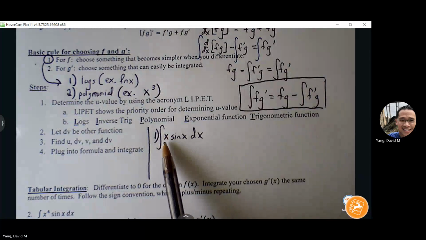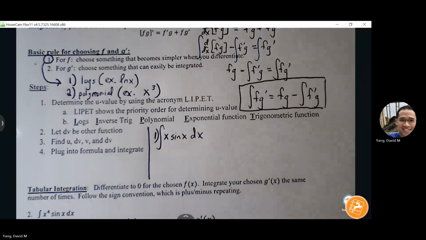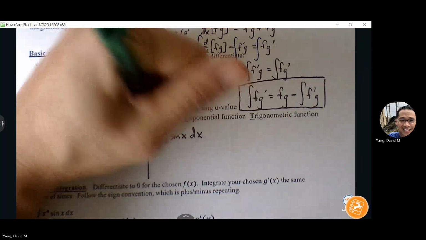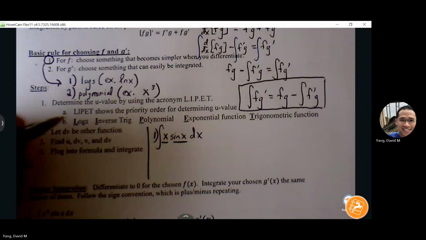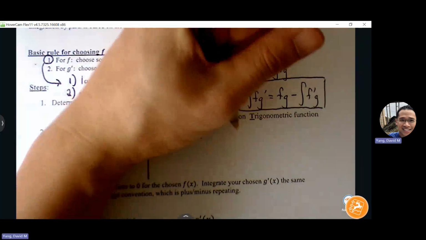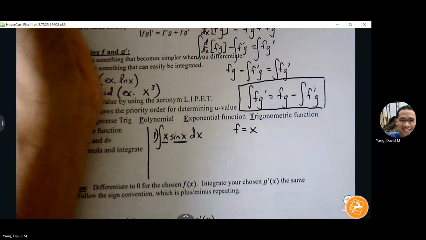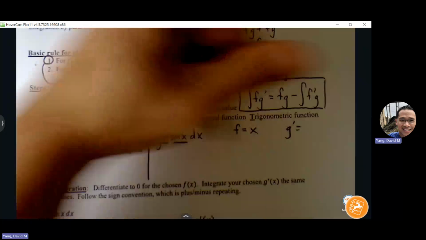Okay, so we see that we have two different families of functions. You've got x and sine x. What's going to be my f? Yeah, that's my algebraic or polynomial. The other one is going to be my g. Okay, so we're going to organize it this way. We're going to say f is equal to x and then g prime is equal to the remaining expression that you see. Let me underline that entire thing here.